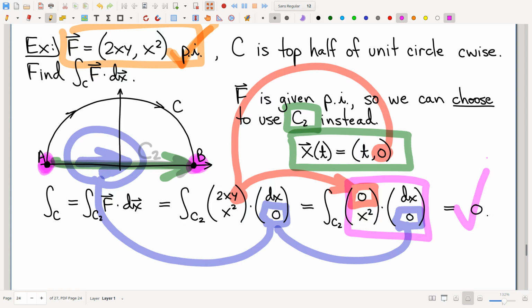Everybody happy with that? Yeah. So, why couldn't you just say, okay, it's a closed loop? But it wasn't. Yeah.